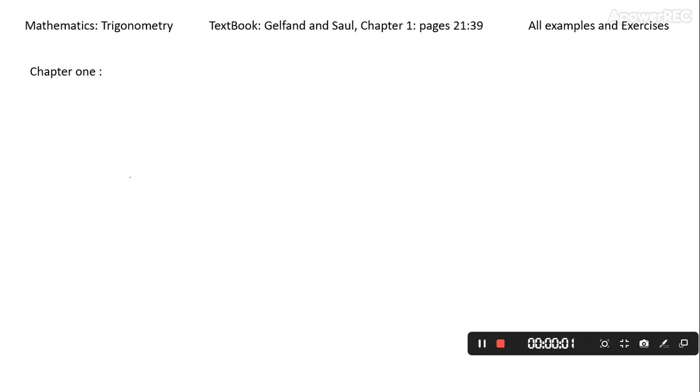So let's start with the second chapter from this fantastic book by Gelfand and Saul. I hope you enjoyed working with the examples of chapter 0. So this is now chapter 1 and the page numbers are 21 to 39, and once again I recommend all examples and exercises. So let's go through some interesting things that Gelfand has talked about in this chapter.